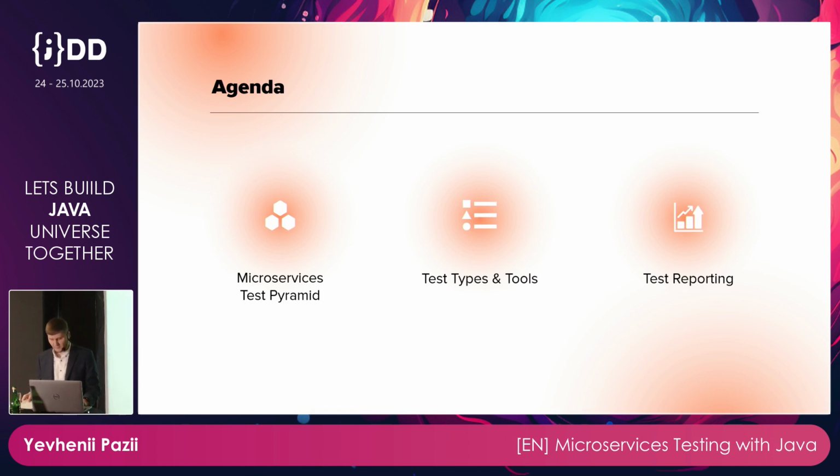So, the agenda for today is quite simple. There are 3 parts. The first one will be talking about microservices in general and the test pyramid related to that. The second one is concentrated on the test types and the tools that can be used to perform the testing. And the last one is about reporting. So what can we do about managing the test execution results and what insights can we get from there.